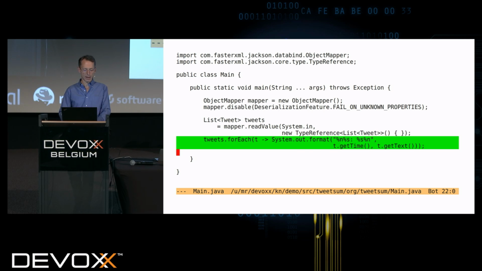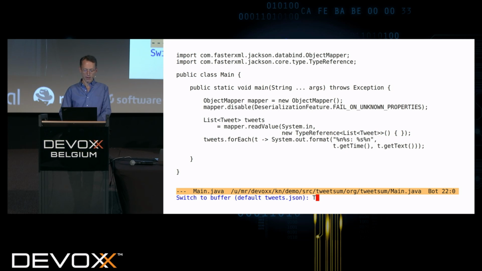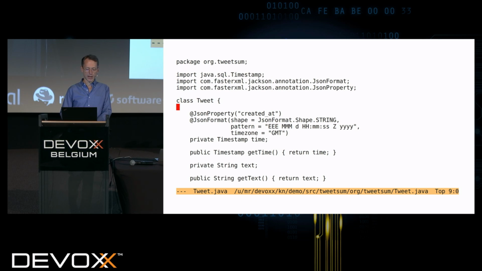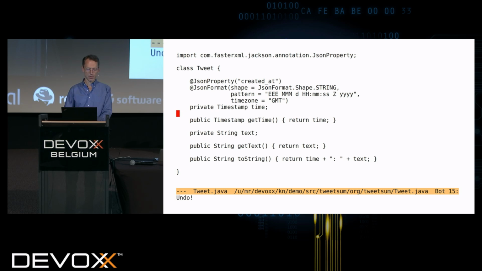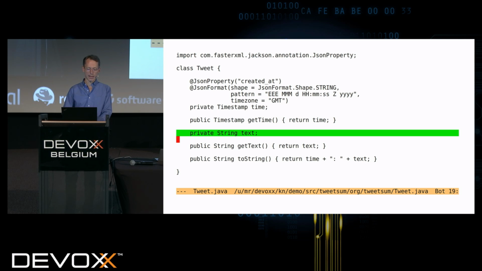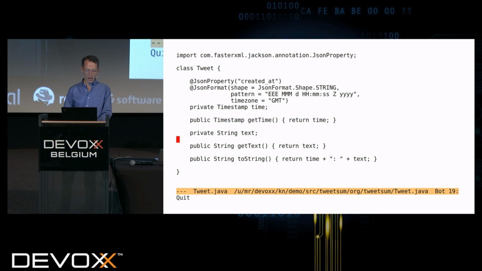Every tweet is represented by an instance of this class called Tweet, logically enough, which has some annotations in it to identify a private field for timestamp and another private field for the text of each tweet. And any other JSON fields are just ignored. So I could compile the main class and the Tweet class in the normal way, stick them on the class path, run it, and it would work, right? But we want to see how to make it into a little modular application.